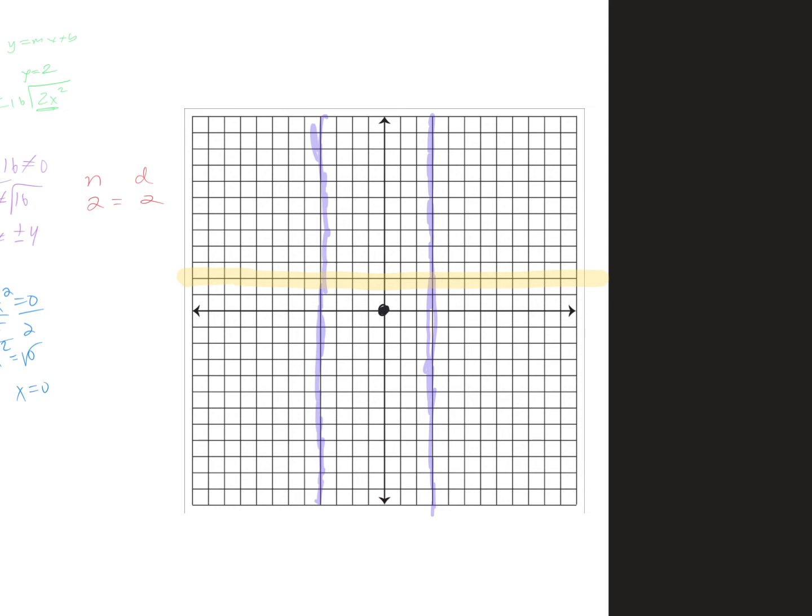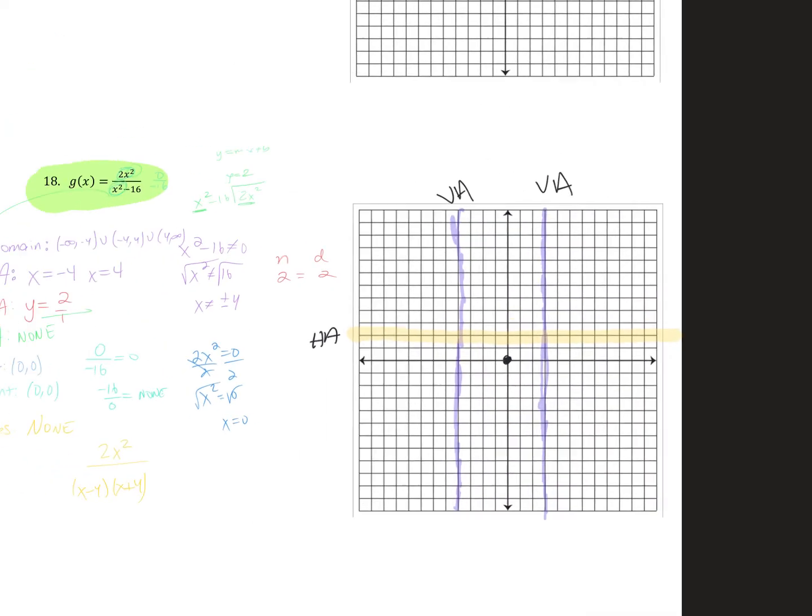So why is that yellow line there? That's your horizontal asymptote. This is your horizontal asymptote. These are your vertical asymptotes. I was just kidding. I get it.